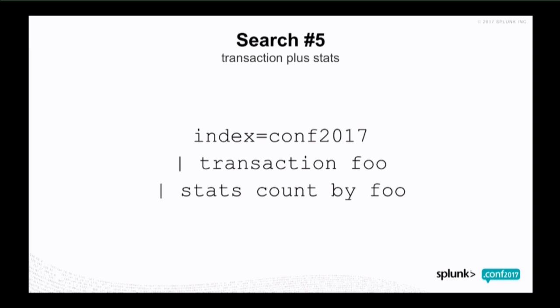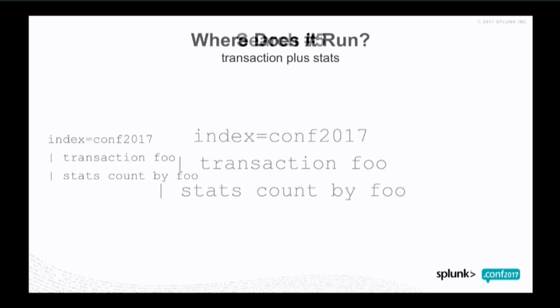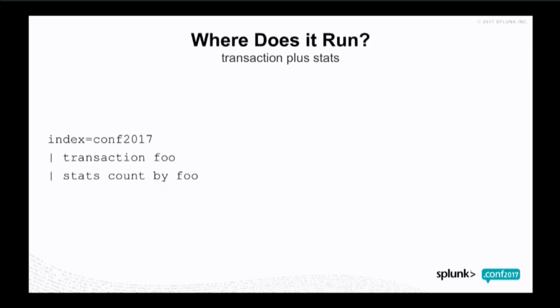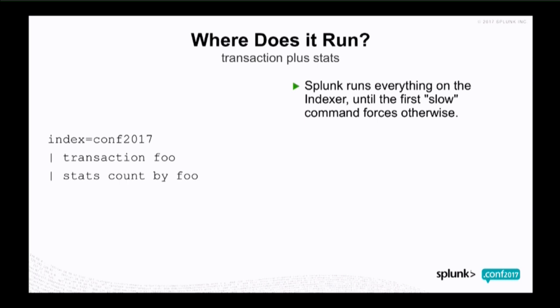Okay, so transactions run on the search head, and stats run on the indexer. So what if we pipe stats into a transaction? Where does that run? Is it the indexer, the search head, the browser? JavaScript's getting pretty fast nowadays. You never know. We have some WebAssembly in the background.